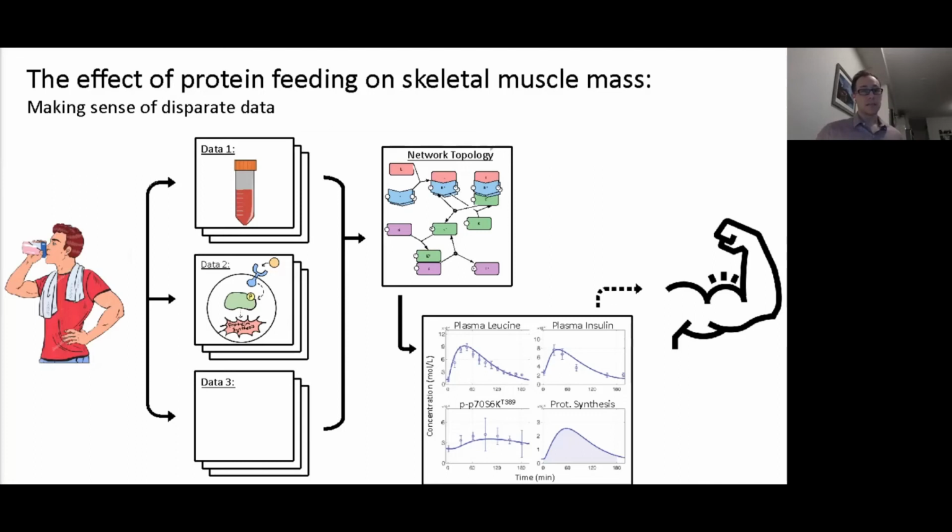However, muscle mass is not always maintained over the course of a day if there are dysregulations in the cellular mechanisms controlling muscle protein synthesis. Over time, this dysregulation can lead to a loss of skeletal muscle.